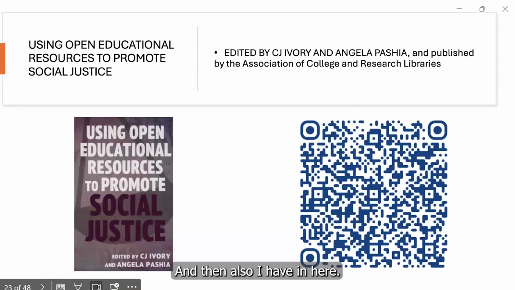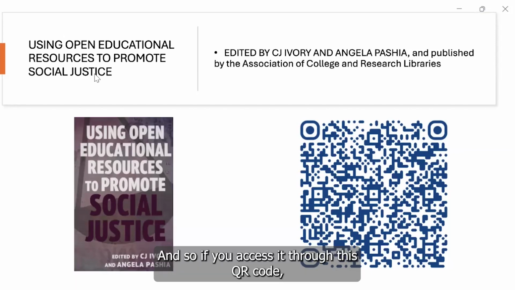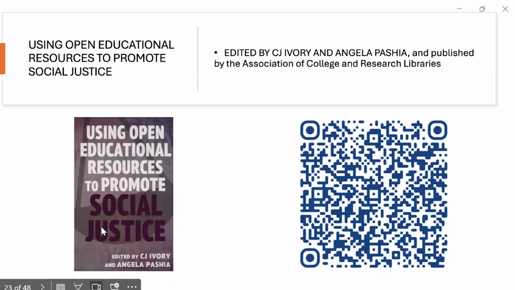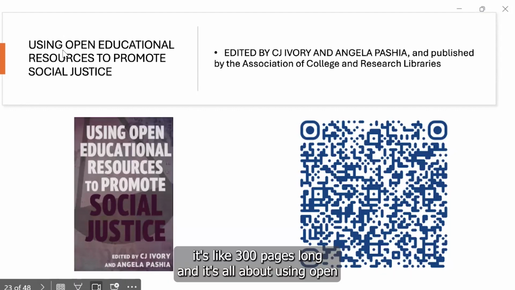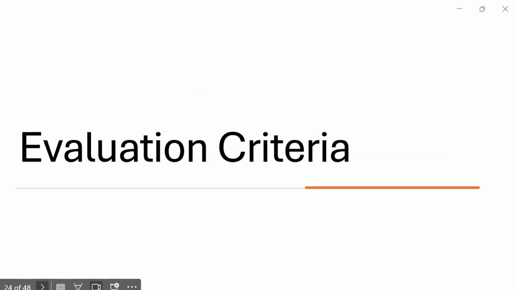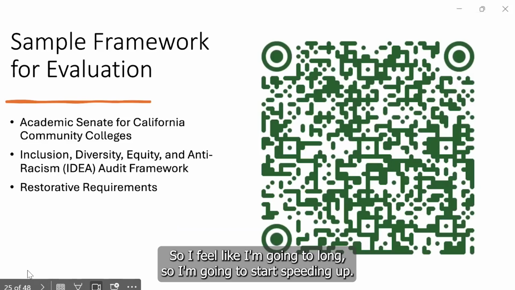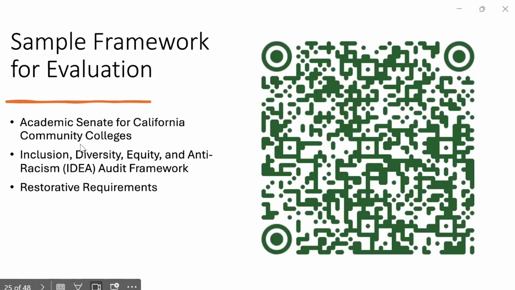And then also I have in here, so this is a whole entire book. If you access it through this QR code, it's like 300 pages long, and it's all about using open educational resources to promote social justice. So I feel like I'm going too long, so I'm going to start speeding up.